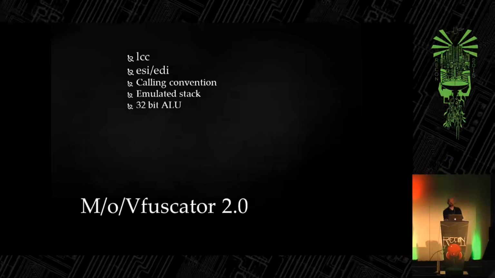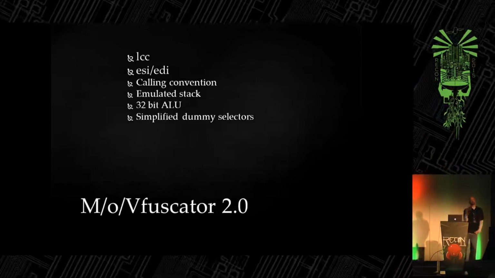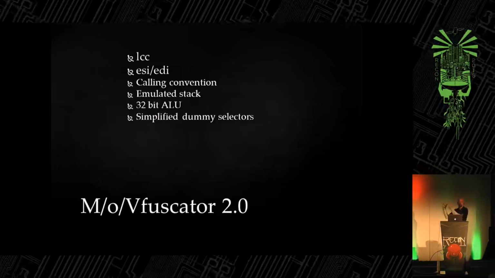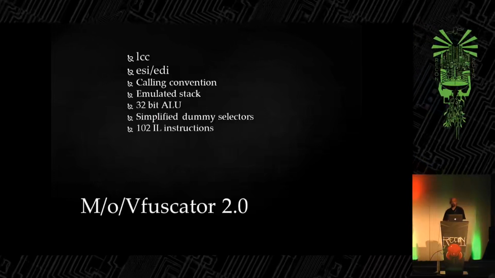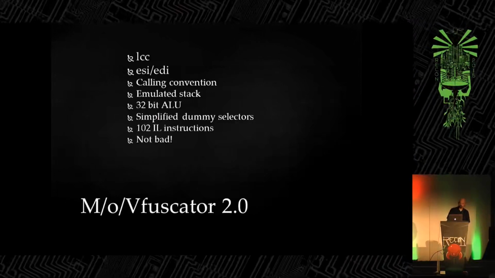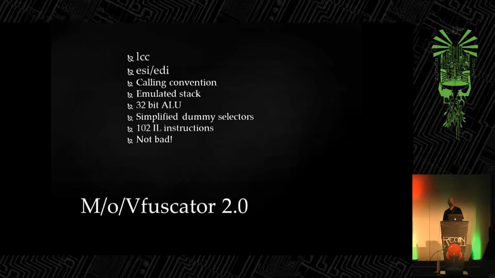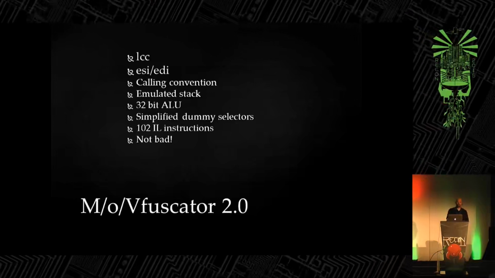Integrated my 32-bit ALU. Changed the way we do dummy selectors. Instead of having duplicate copies of all our variables, we've now just got one big scratch space for the program to operate on when execution's off. I implemented all 102 intermediate language instructions LCC needed with only move instructions. And overall, this actually went way more smoothly than I ever could have imagined, especially given that I had no idea what I was doing.